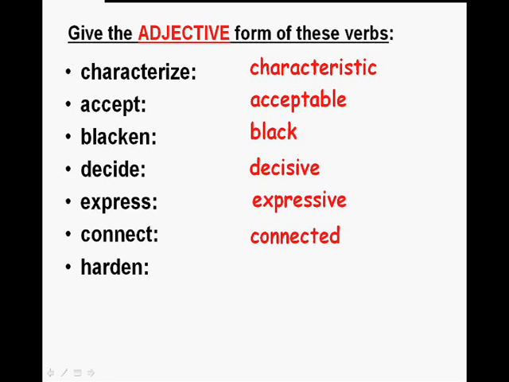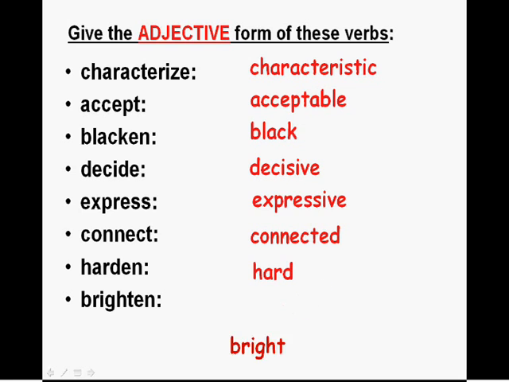Harden, again, this is a verb, and the adjective is hard. Okay. Brighten, again, this is another verb, remember? So, very easy to do what? To just remove the ending en, and so you find the adjective. So when we have harden, it's hard. Brighten, then it is bright.